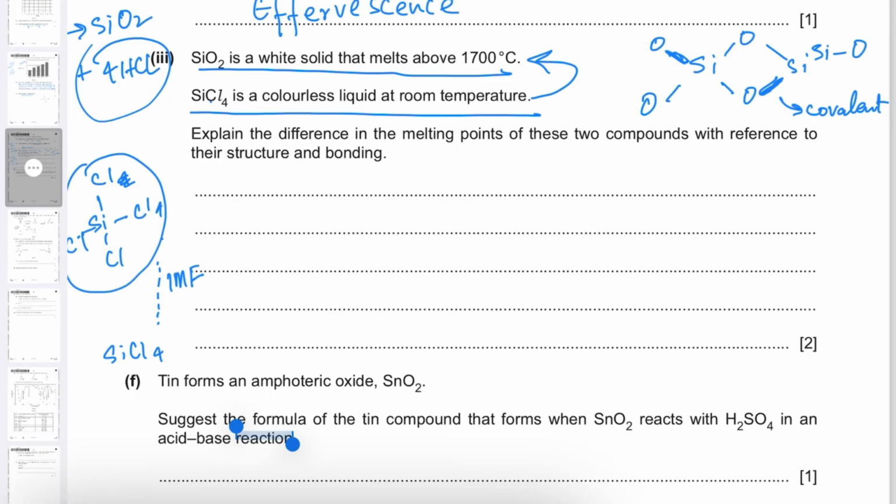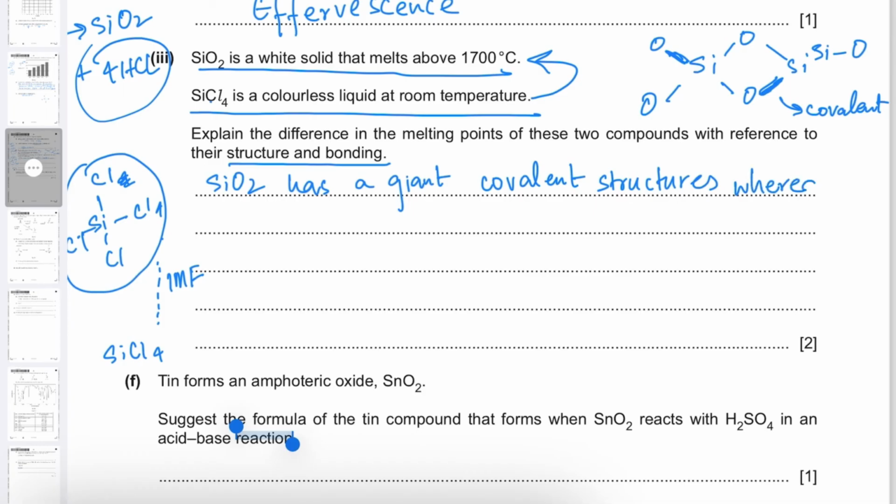So, let us start by answering with reference to structure and bonding. Silicon oxide or silicon dioxide has a giant covalent structure, and it derives its strength from strong covalent bonds. On the other hand, silicon chloride has a simple molecular structure.